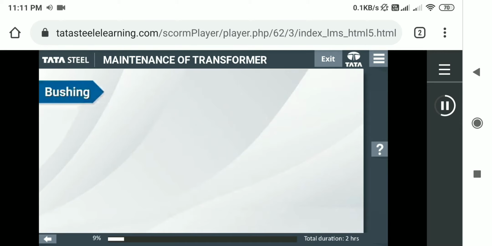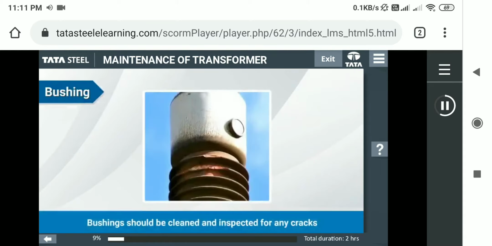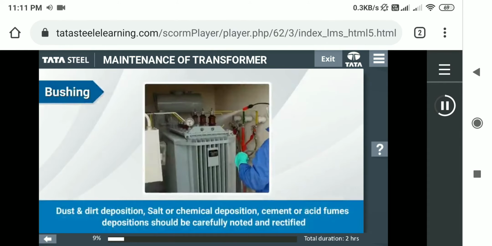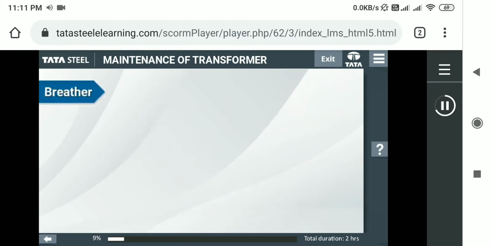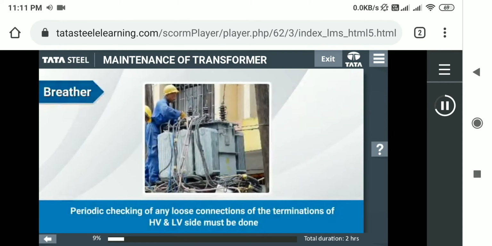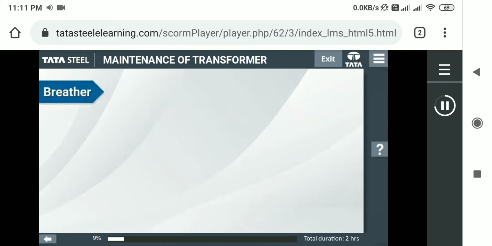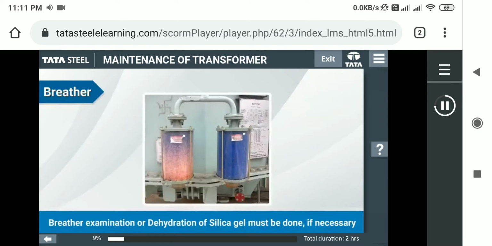Bushings. 1. Bushings should be cleaned and inspected for any cracks. 2. Dust and dirt deposition, salt or chemical deposition, cement or acid fumes depositions should be carefully noted and rectified. Terminations. Periodic checking of any loose connections of the terminations of HV and LV side must be done. Breather examination or dehydration of silica gel must be done if necessary.